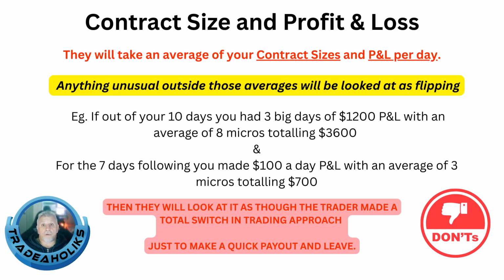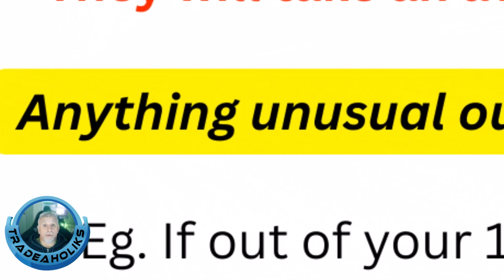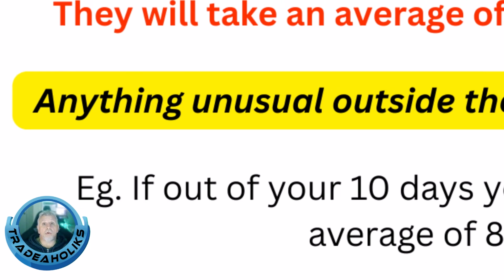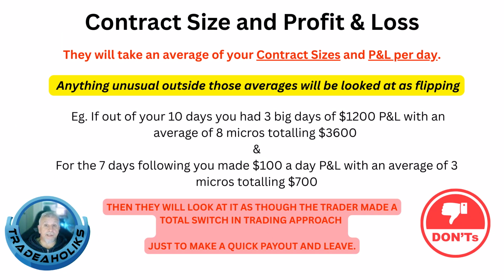Contract sizes and profit and loss. They will take an average of your contract sizes and your profit and loss. Now, anything unusual outside those averages, they can look at as flipping or just being inconsistent. So, if you're going to have 2 or 3 big days and then 7 really small days, like in the example on the screen, say 3 days of 1,200 or 1,300, and then the other 7 days were only $100 to $150, when they take those averages, they're going to be different. So they don't want to see that. They want to see consistency.